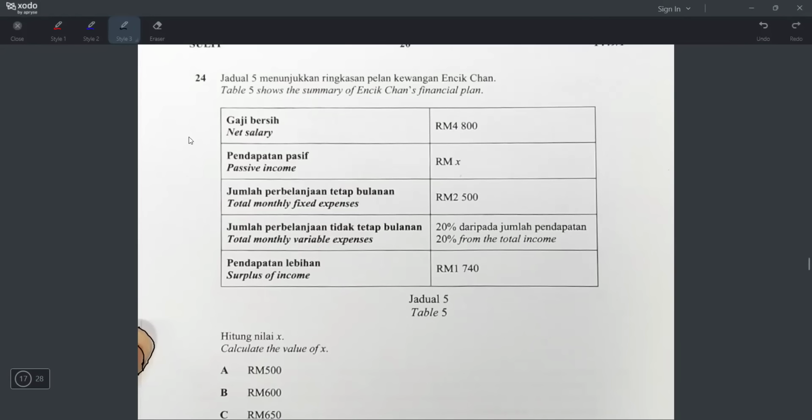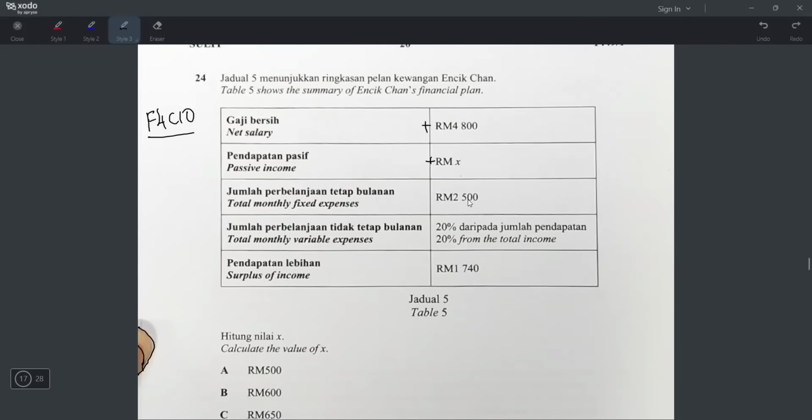Question 24. Table 5 shows the summary of Inchit Chan's financial plan. So this one is a financial plan, definitely from chapter 10, consumer mathematics, financial management. The salary is 4,800. Passive income is not given, but income is something you add.